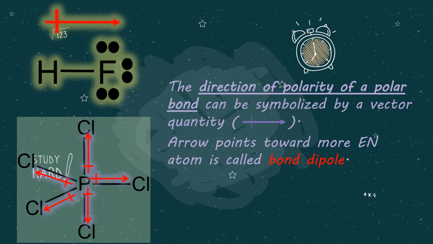The second example is PCl5, phosphorus pentachloride. So we have 5 bonding pairs of electrons here, so we have 5 bond dipoles. All the bond dipoles point towards the chlorine atoms because chlorine is more electronegative than the phosphorus atom.